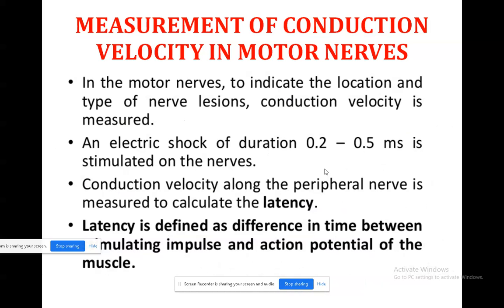The measurement of conduction velocity in motor nerves is based on the location and type of nerve lesion. Nerve lesion is nothing but a nerve wound. Usually an electric shock of duration 0.2 to 0.5 millisecond is applied to stimulate the nerve. Then conduction velocity along the peripheral nerve is measured by calculating the latency. Latency is the difference in time between the stimulating impulse and the action potential of the muscle. It is the time taken between the input impulse given to the muscle and the biosignal taken from the muscle.